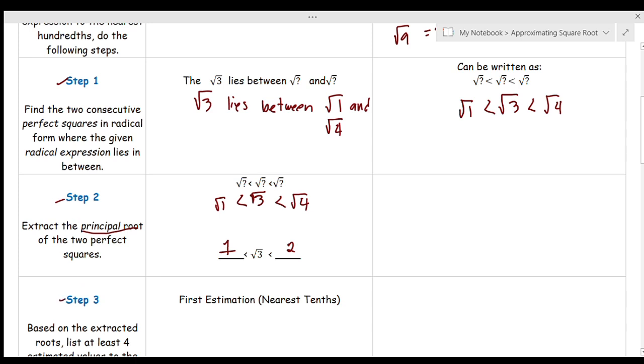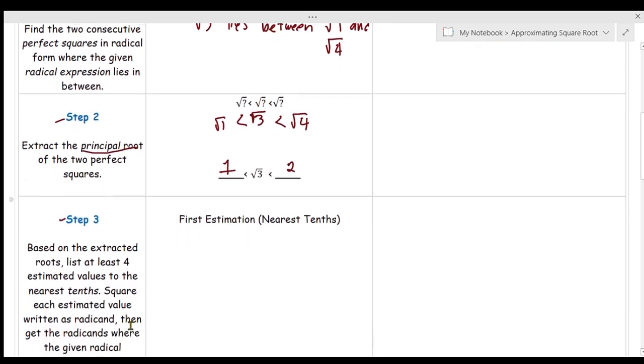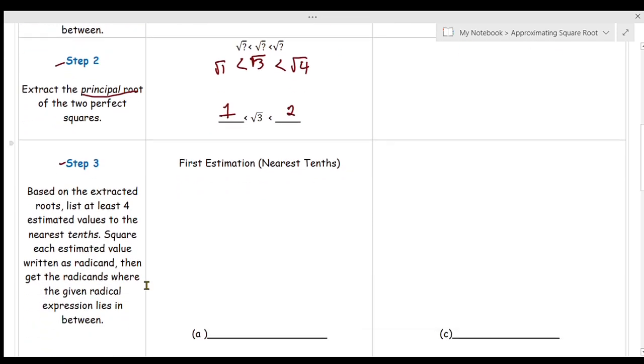So based on the extracted roots, list at least 4 estimated values to the nearest tenth. So tenths muna tayo. And then square each estimated value. When we say square each estimated value, we need to multiply that value to itself. Written as radicand, then get the radicands where the given radical expression lies in between.